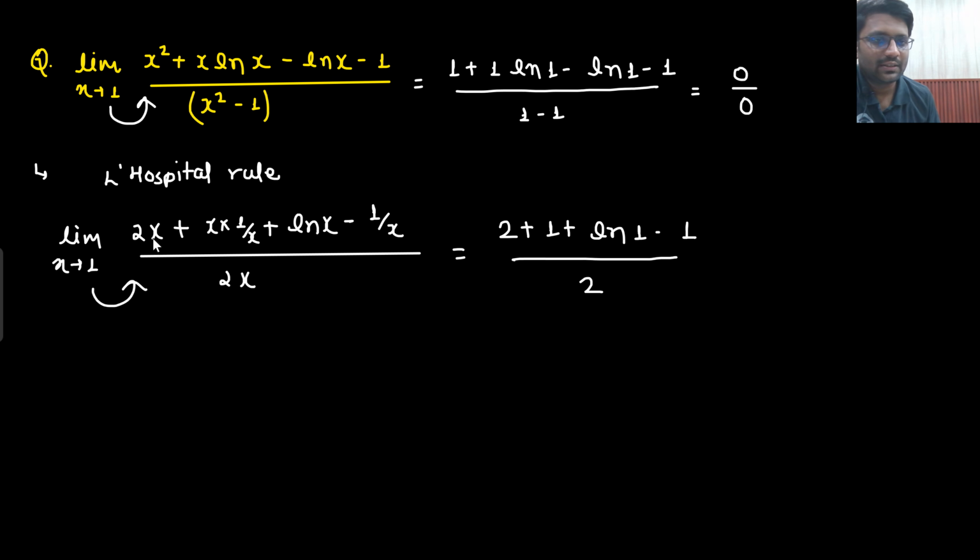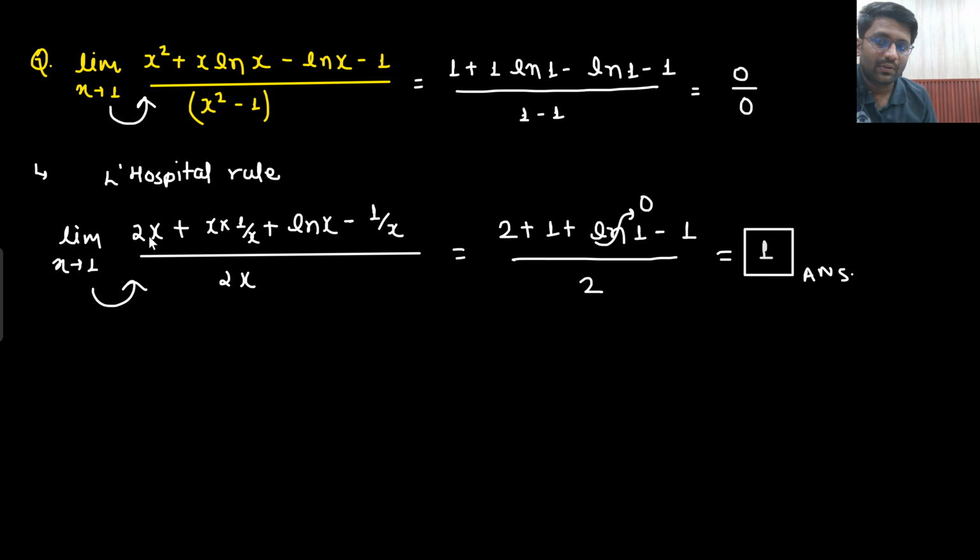So what am I getting? 2 into 1 is 2. This x into 1 by x is 1 only. ln 1 minus 1, again I am putting 1 here. What is the value of ln 1? ln 1 is simply 0. And 1 minus 1 is also 0. So 2 by 2, the answer I am getting is 1. So what is the answer of this limit? Answer is 1. Simply I applied the L'Hopital rule, then I put the limit.